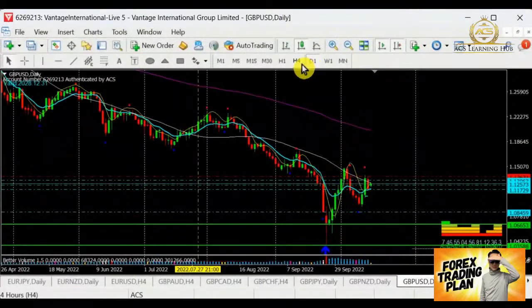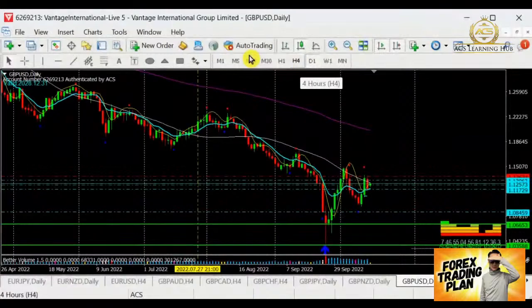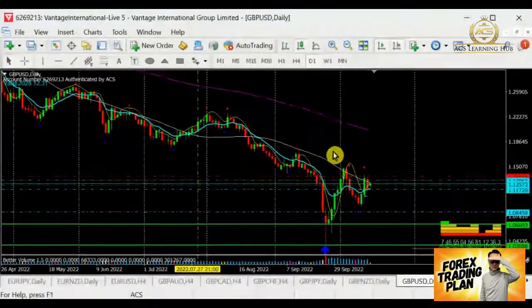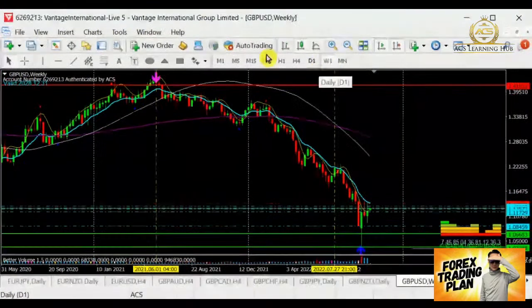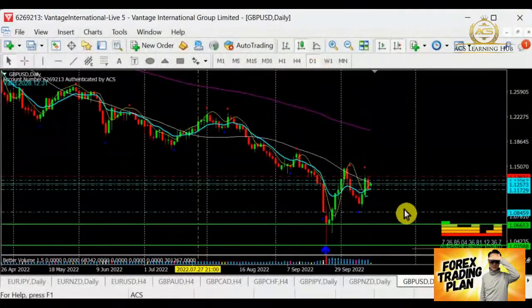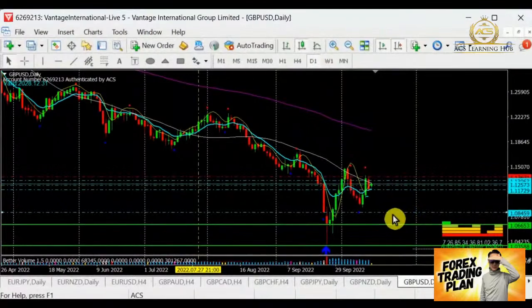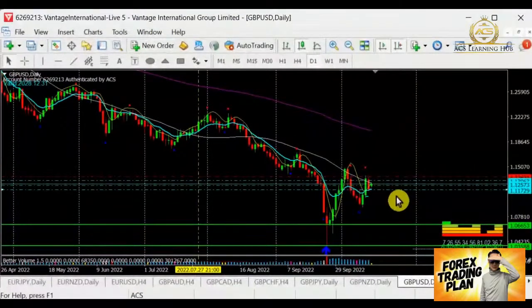Pound dollar, let's take a look at this Pound dollar. We are in the bear. Seems like the bear is having some retracement also. So just need to take note.